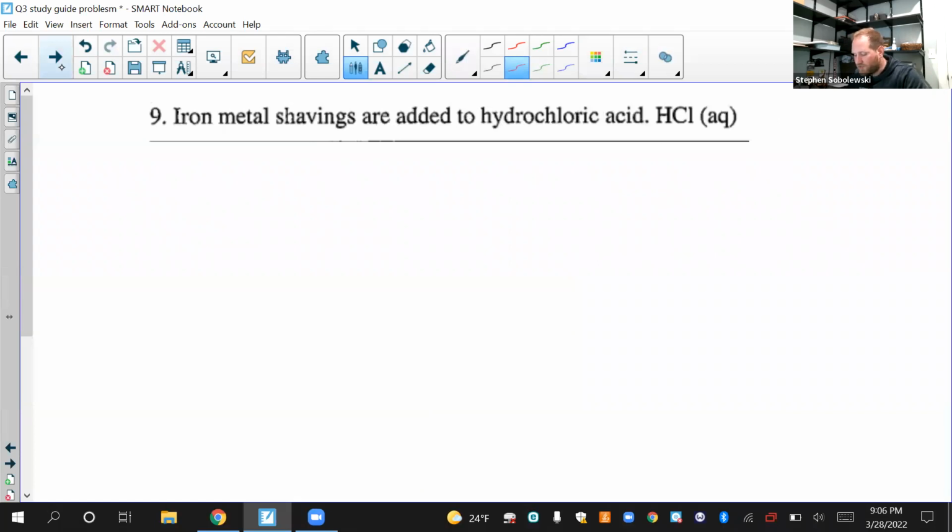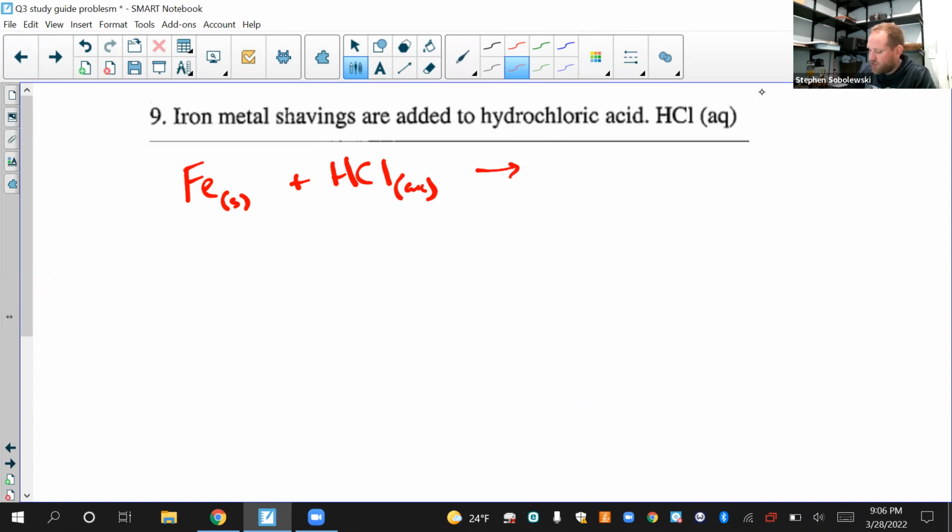Iron metal shavings are added to hydrochloric acid. And I think for this one, I said to assume the iron forms 2+, probably, is what I would have assumed. If I said 3+, it'll be different on the answer key. Okay, so iron is Fe, solid, is added to hydrochloric acid, HCl aqueous.